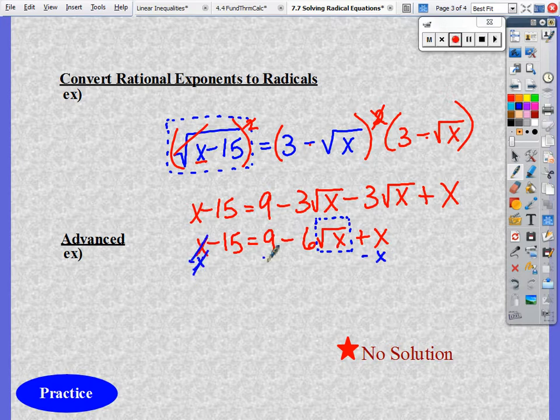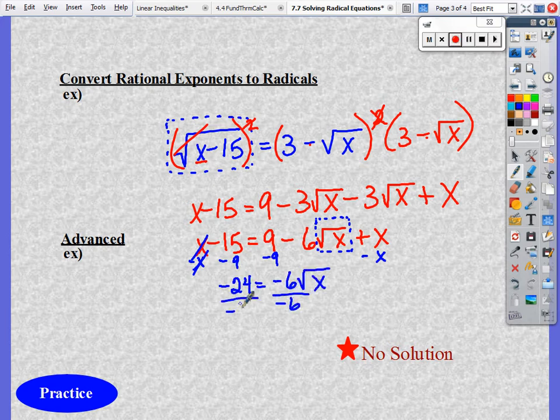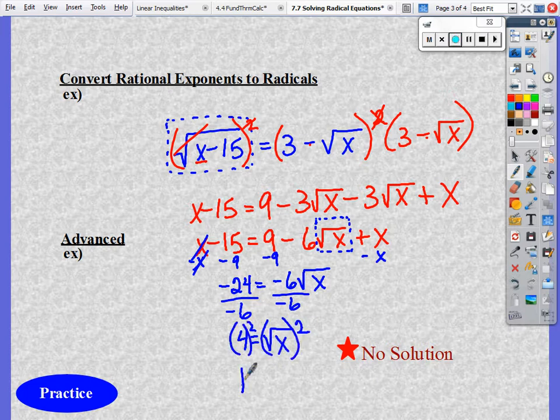Notice the x cancel. I subtract the 9, I get negative 24. I have negative 6 square roots of x, divide by negative 6. I'm not there yet. Now I'm ready to undo the radical. I square both sides, and I get 16 equals x. I get an answer. Does it work?